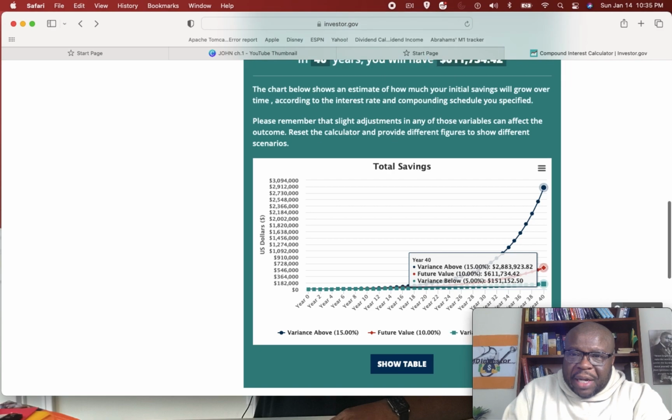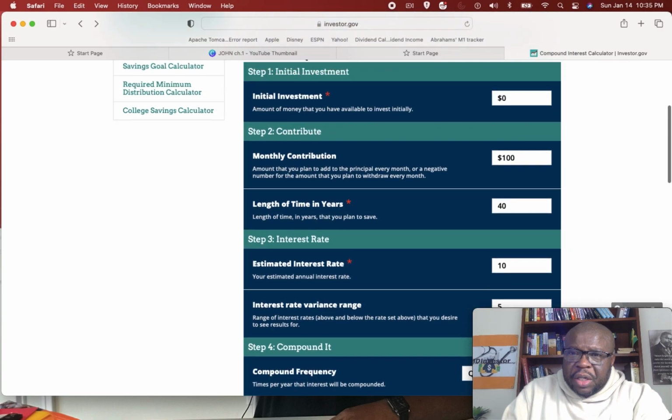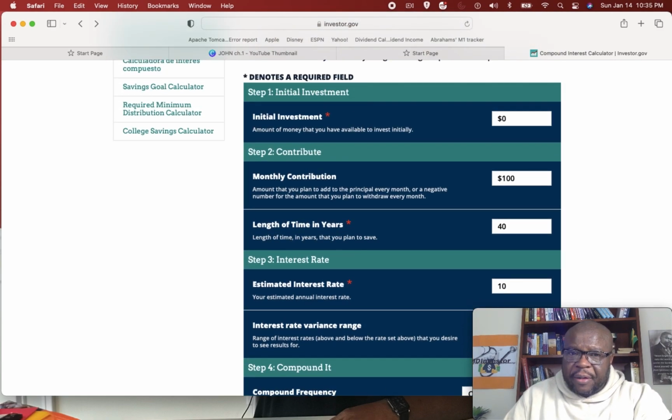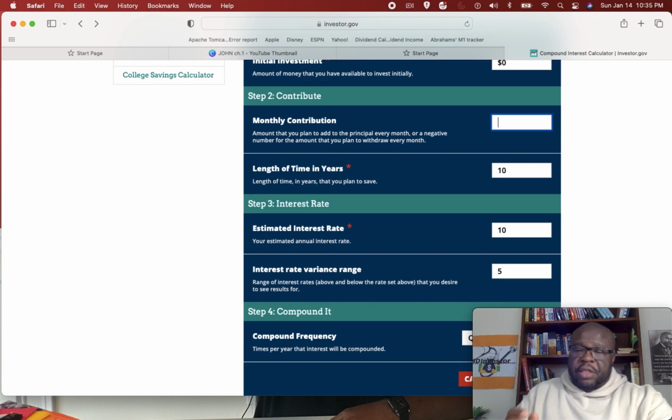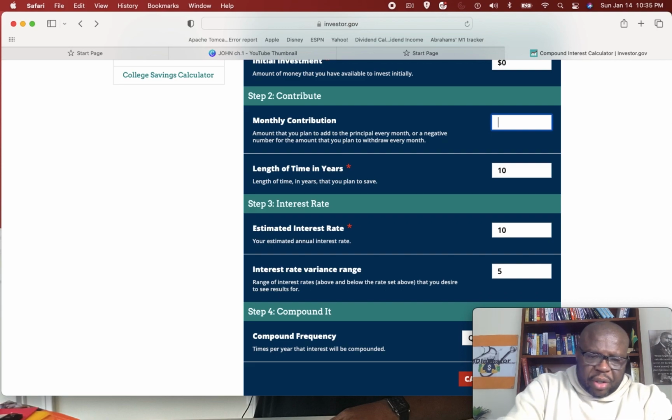Now, let's begin to change some of the other variables, such as monthly contribution. Okay? Let's go back to 10 years. And from $100, let's see what if we can do more than $100 a month. Let's see if you can do $300 a month.